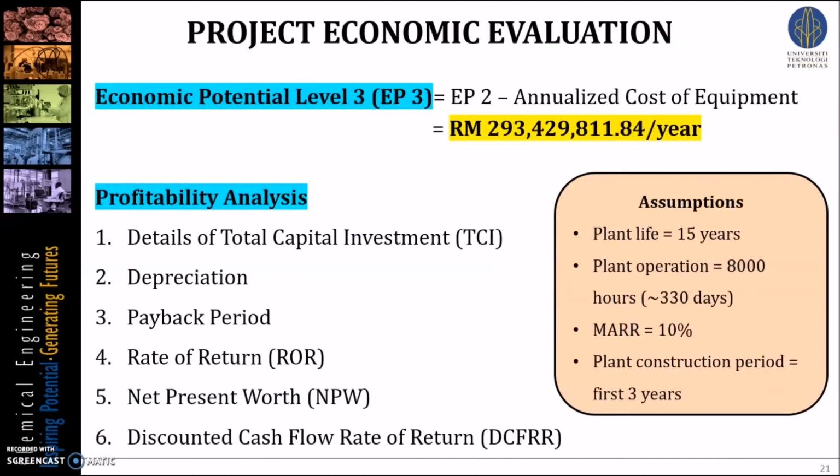Moving on to the project economic evaluation, the EP3 is the subtraction of the analyzed cost of equipment from the EP2, which is calculated to be 293 million ringgit per year. Next, the profitability analysis of the plant is carried out and it consists of these 6 aspects, which I will discuss after this. Before that, a few assumptions have been made to ease the analysis. For instance, the plant life is 15 years, and the plant is operating for 8,000 hours per year. The minimum attractive rate of return, MARR, for this project is assumed to be 10%, and the plant construction period is 3 years before the production begins, and therefore the TCI will be focusing on the first 3 years.